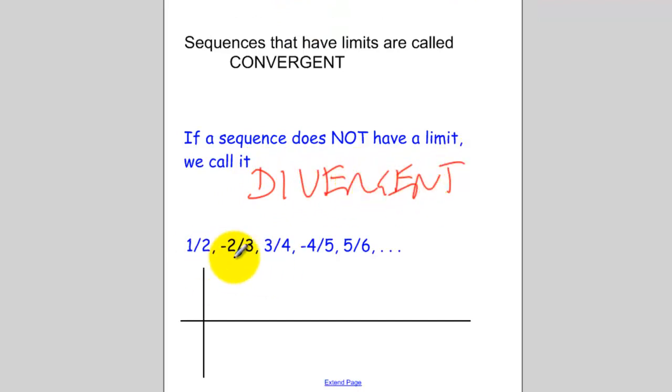Divergent. Here's an example of a divergent sequence. Our first term goes to half, second term to negative 2/3, third term to 3/4, fourth term to negative 4/5, fifth term to 5/6, and we can see how they're not getting closer and closer. I mean, every other term is getting closer to 1, and the even terms are getting closer to negative 1. But that's what we call divergence, so we do not have a limit there. And you can't just say plus or minus 1 is the limit.